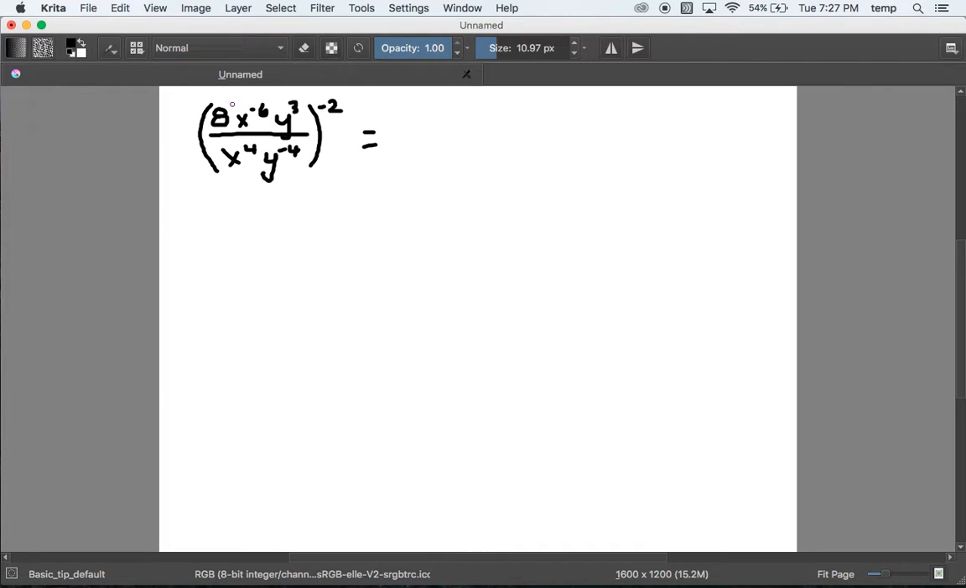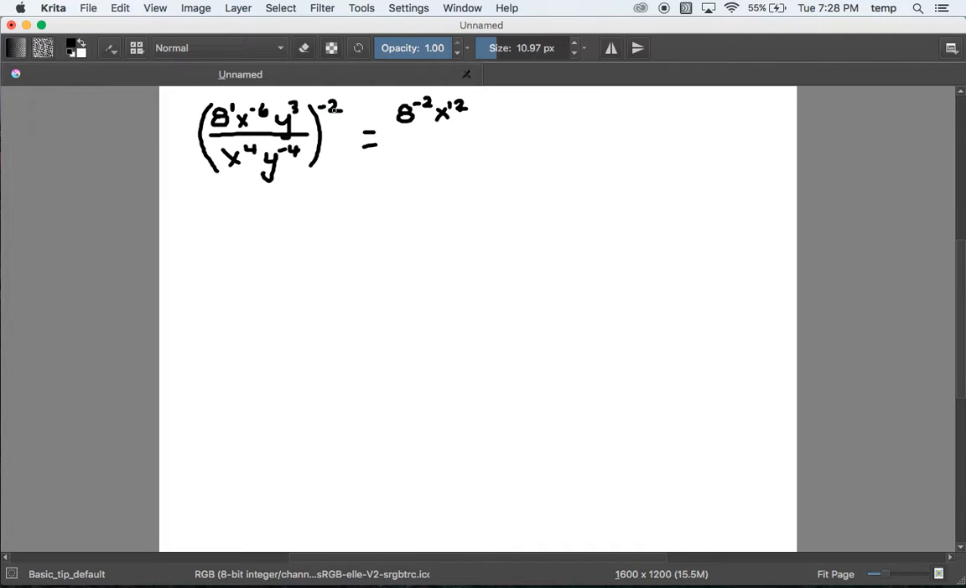This is really like 8 to the first power. We don't write it because it's not really necessary, but this is technically 8 to the first power. So we take our exponent of 1 and multiply by -2. 1 times -2 is -2. So we're now going to have 8 to the -2 power. We take x to the -6 and take that to the -2 power. We'll take -6 times -2, which leaves us with a positive 12. So x to the 12th.